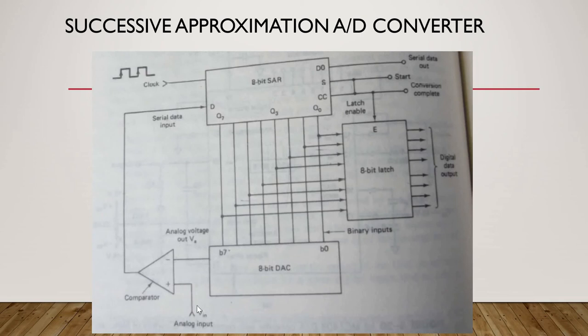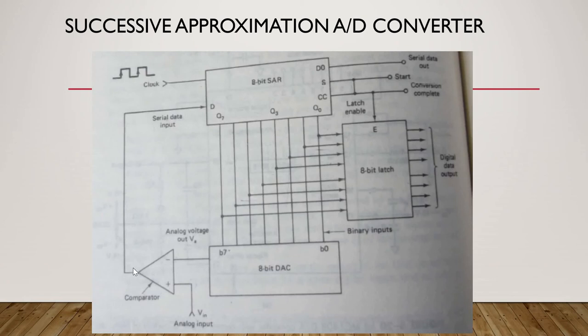If VA is greater than Vin, the comparator output is low, meaning it is 0. If VA is less than Vin, meaning Vin is greater than VA, then you will get the comparator output as 1. Now suppose the comparator output is low. What is going to happen? If the comparator output is low, it will clear the MSB bit. Initially Q7 was set. The comparator output we got is 0. If this is 0, it is going to clear the Q7 bit.